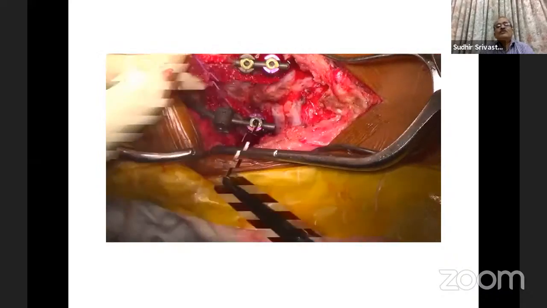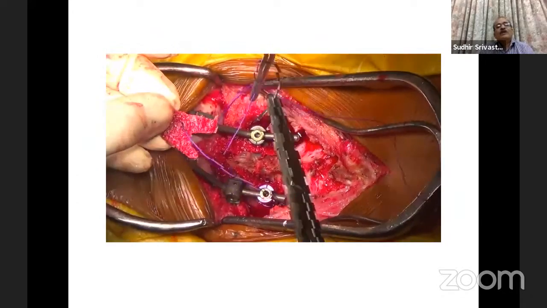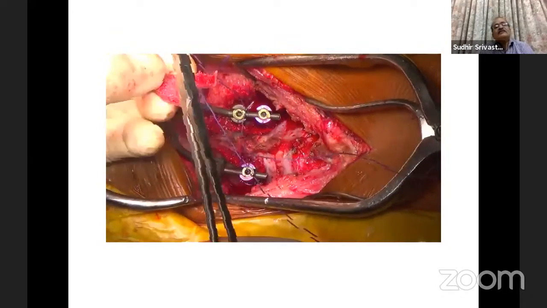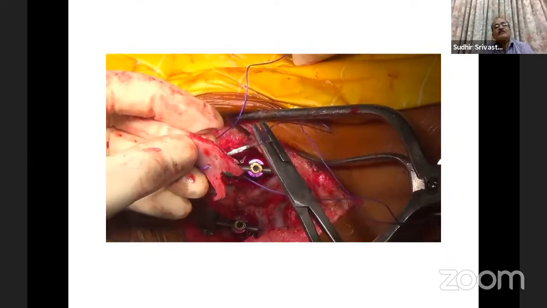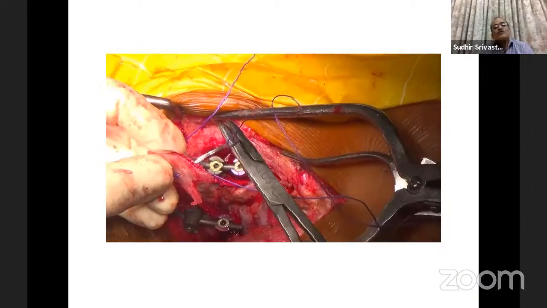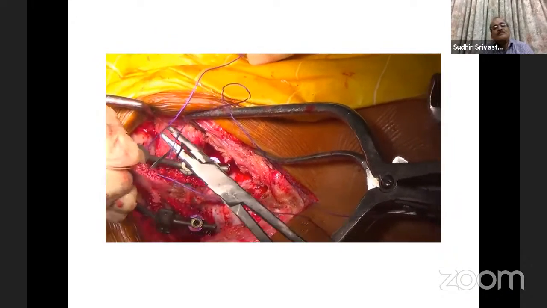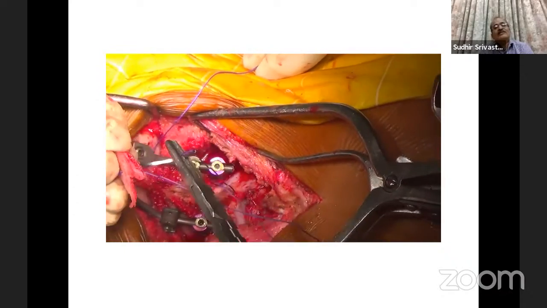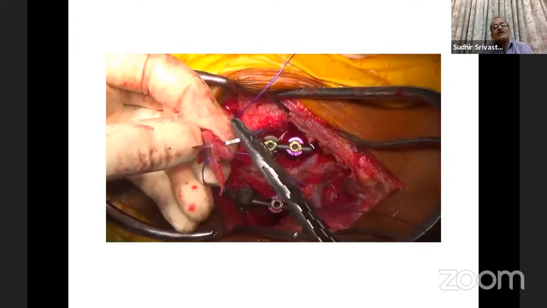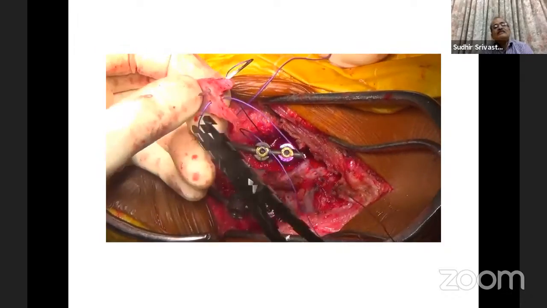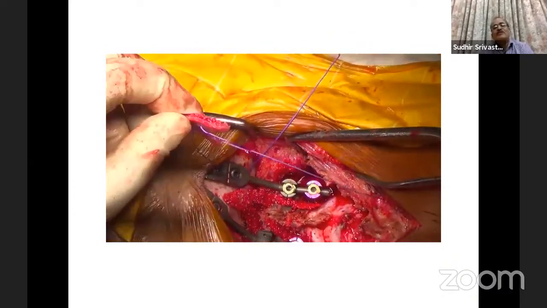So since we wish to put the cancellous surface posteriorly, you try to pass the needle in such a fashion that the cancellous surface remains up. Passing from cortical to cancellous is easier, but passing from cancellous to cortical is a little difficult, and you have to search because it gets collapsed. So here I have passed it. Then keep it loose lying inferiorly.